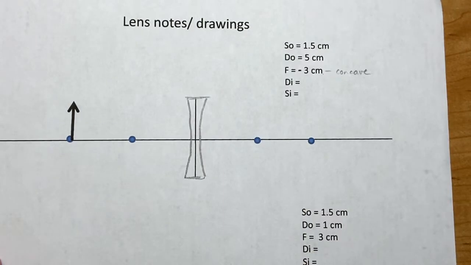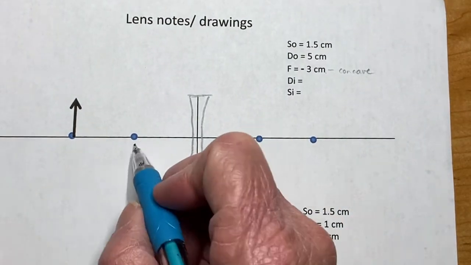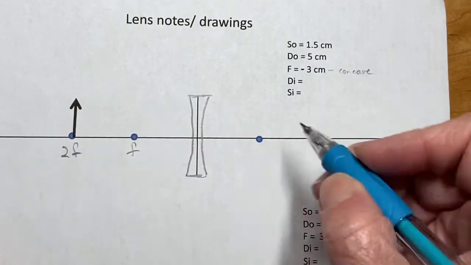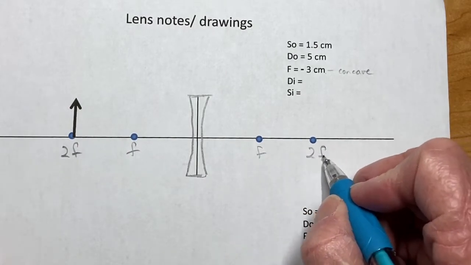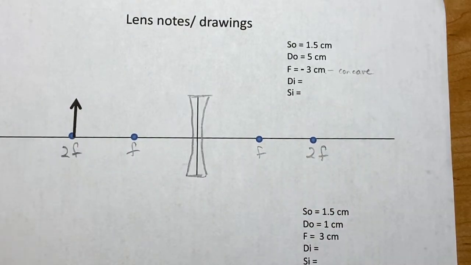It's the center line that we need the most. Okay, this is F. This is 2F. This is F. This is 2F. I don't know if they're drawn to scale. We'll do our best. All right.